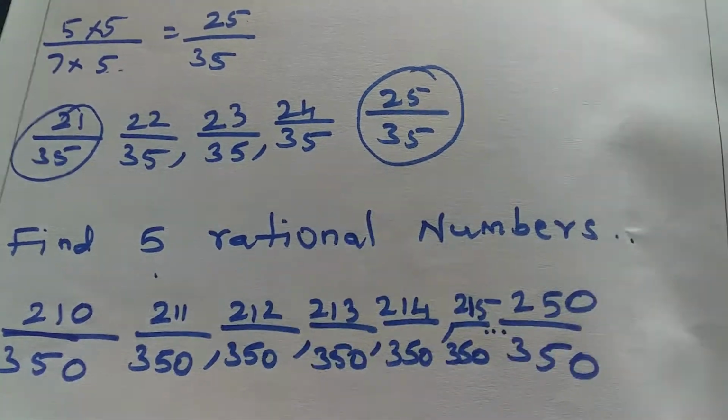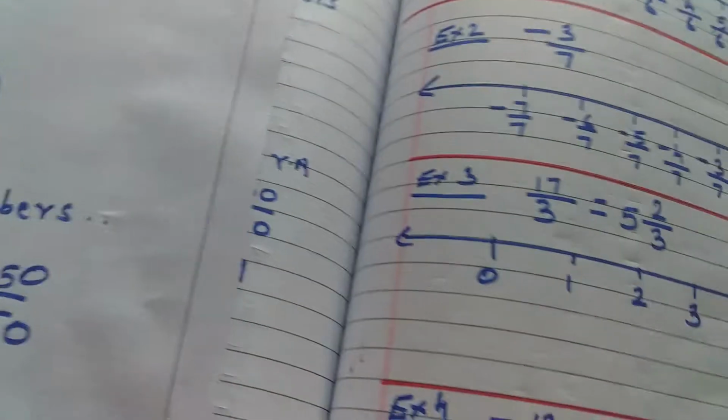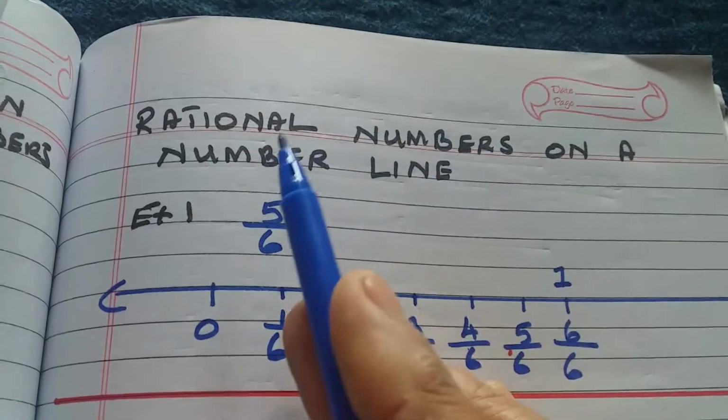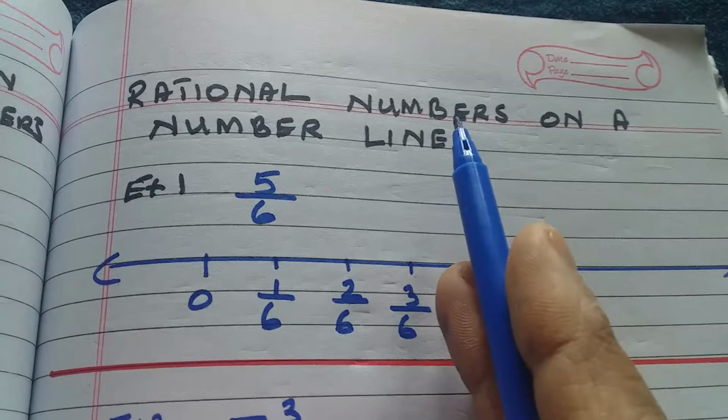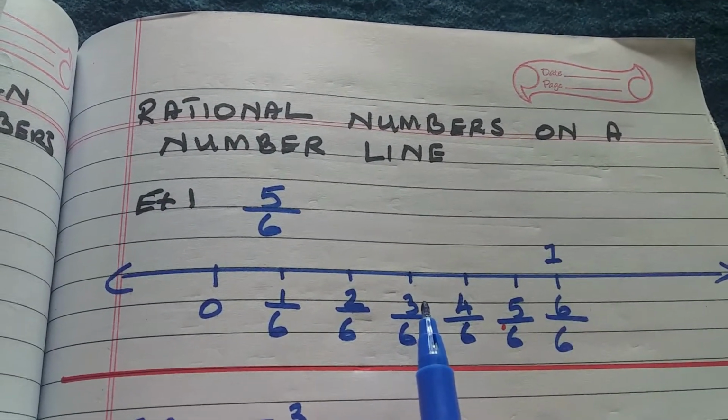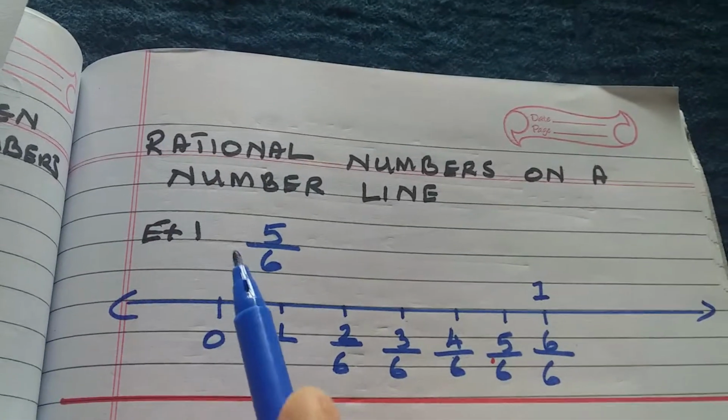Okay, children? Now, the next concept is a small concept in the same rational numbers. It is marking a rational number on a number line. How to mark the rational numbers on a number line. We have learnt marking the numbers on a number line for integers, natural numbers, whole numbers. Now we'll see for rational numbers.